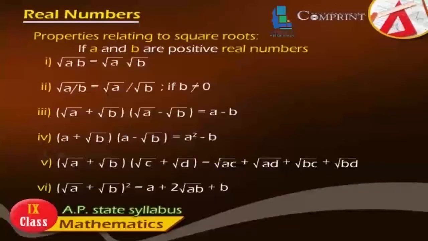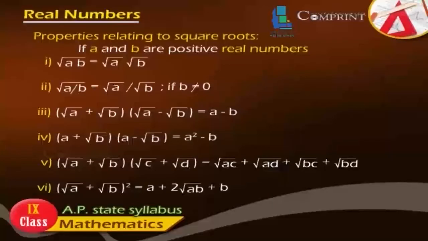Properties relating to square roots. If a and b are positive real numbers, √ab is equal to √a √b. √(a/b) is equal to √a/√b if b is not equal to 0. (√a + √b)(√a − √b) is equal to a − b. (a + √b)(a − √b) is equal to a² − b.